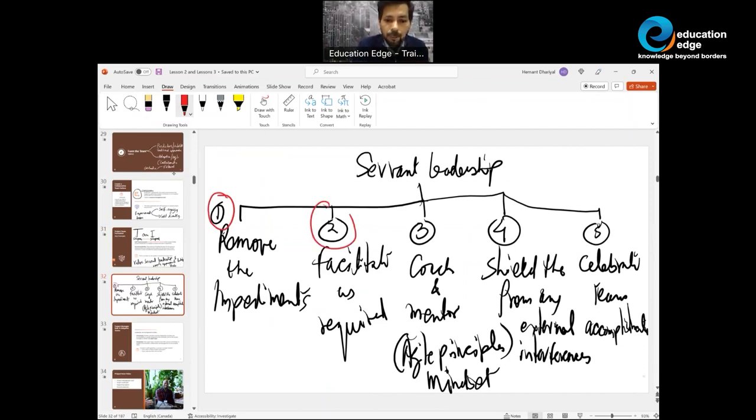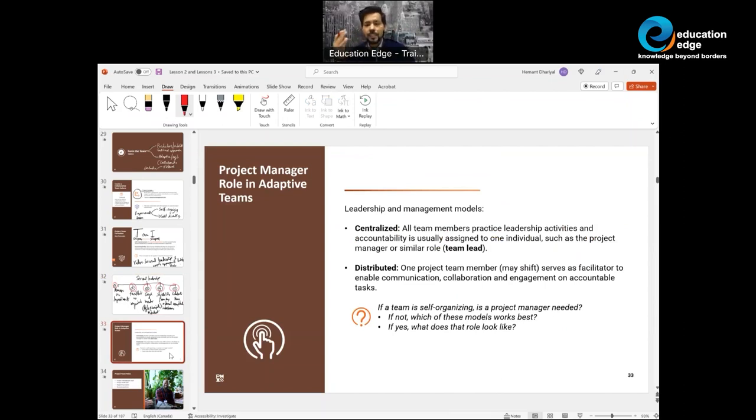You must memorize these five and understand their application. Very important, because scenarios on the PMP exam have been built around these. You know, there are two kinds of leadership style. Could be centralized leadership style or distributed leadership model or management model.